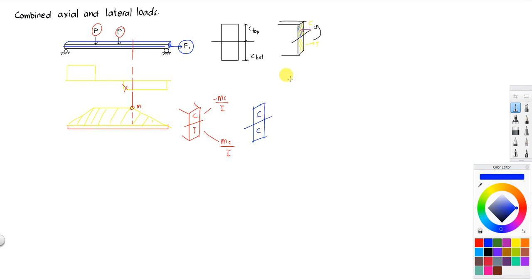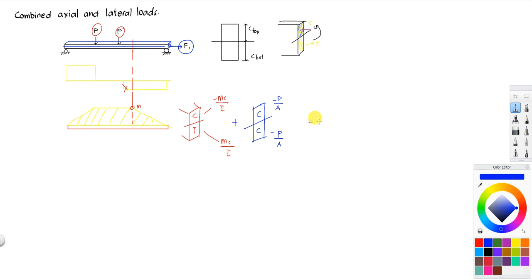So, in short, I will have it as negative P over A for compression. This one also is negative P over A. Again, the negative sign tells us that a certain portion of the beam is in compression, and a positive sign is a certain point on the cross section where it is in tension. Now, let's combine the two.